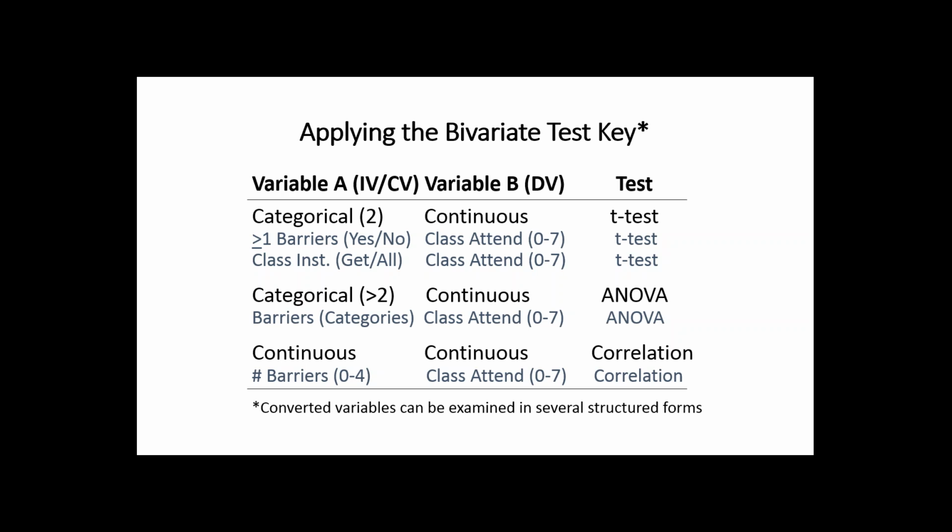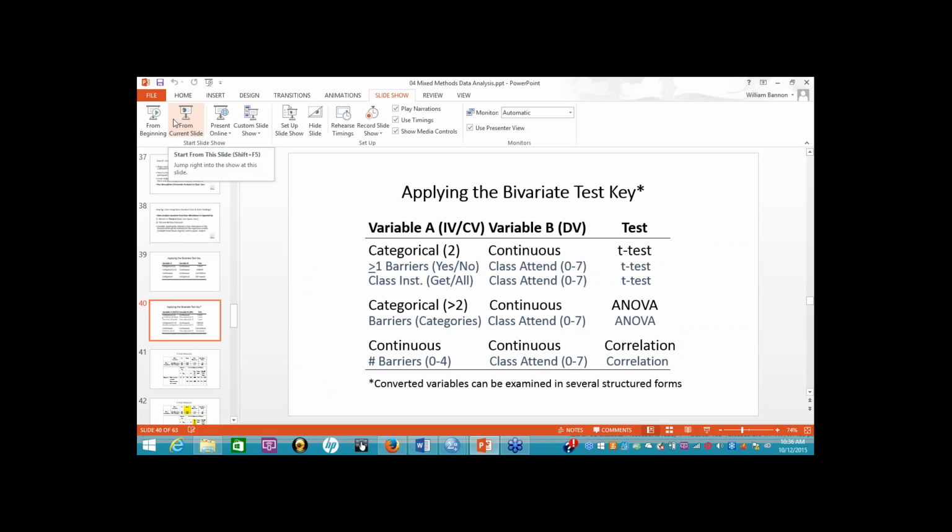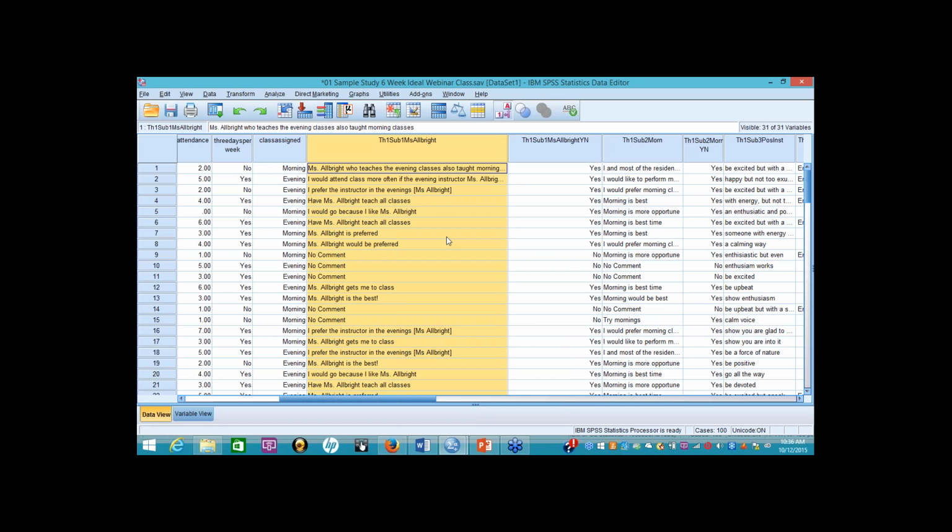Now, if we kept the variables as one categorical variable with the responses, where each subtheme is a response, and compare it to the continuous class attendance, we use an ANOVA. And if we made our barriers 0 to 4, where we added them up, remember, and compare that to class attendance, 0 to 7 days, we use a correlation. So let's go ahead and do that.